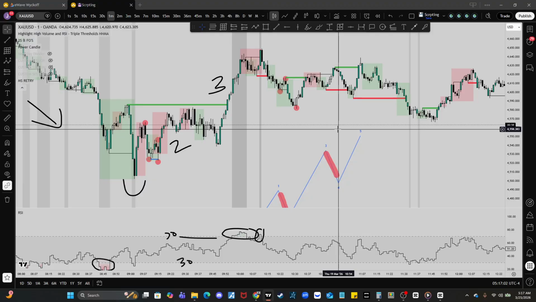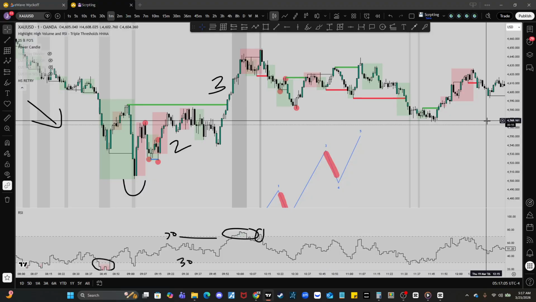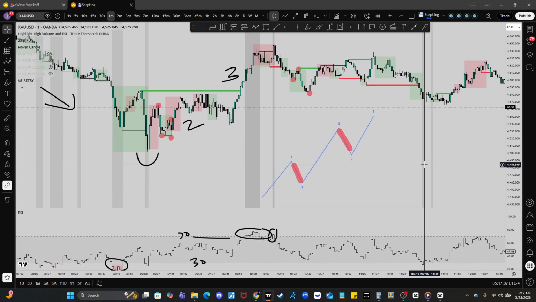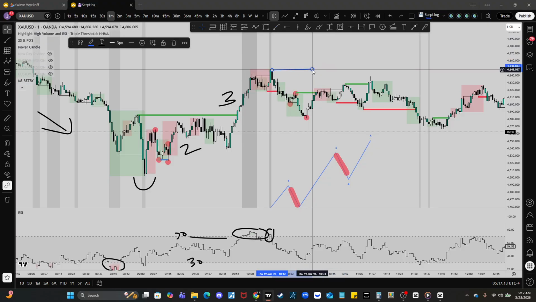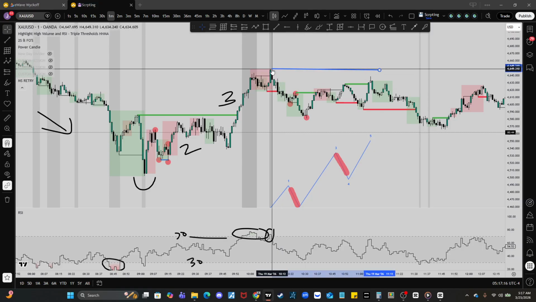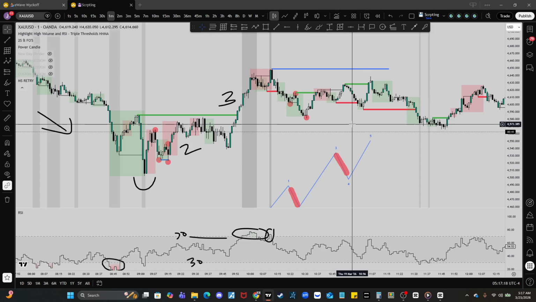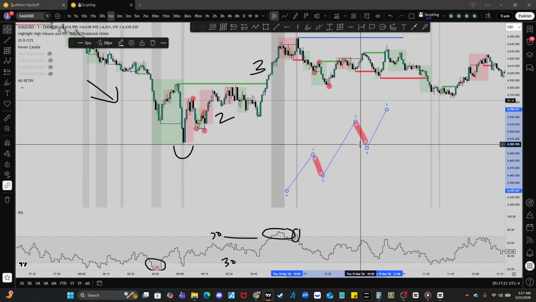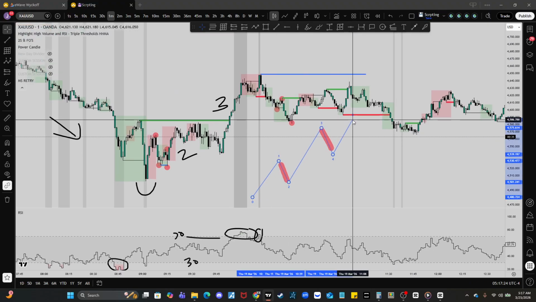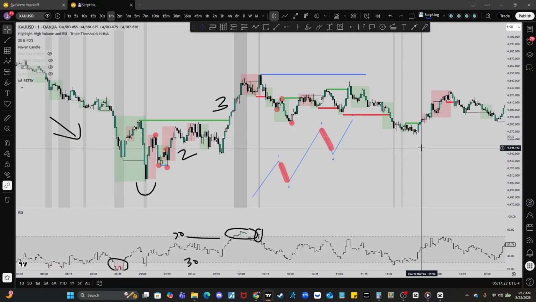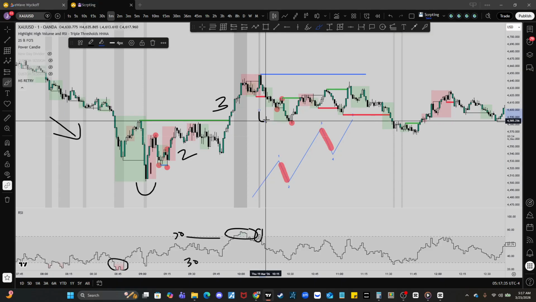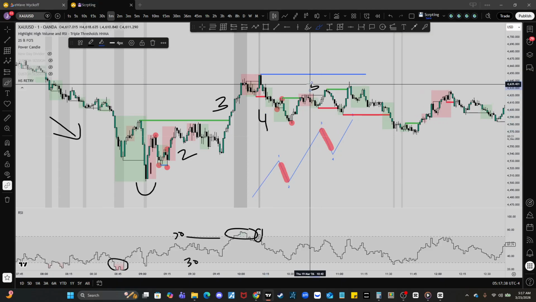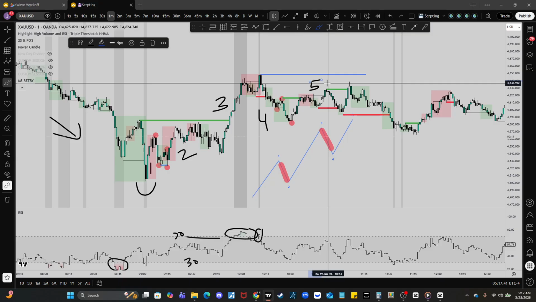How do I know when we have the wave 5? Again, it's tricky. Wave 5 can come up and over this high, or it could fail to do so, which in this case, it fails to do so right here. So to keep labeling it, we did wave 1, 2, 3, 4, and this will be wave 5. It's a failing wave 5.